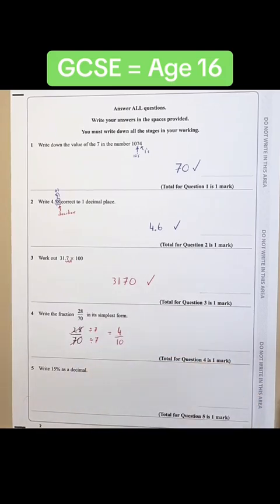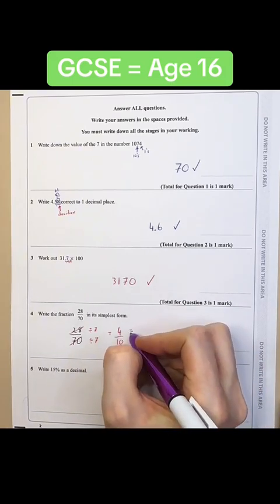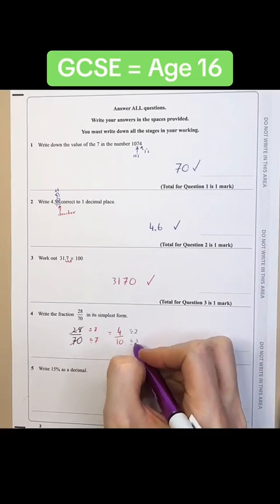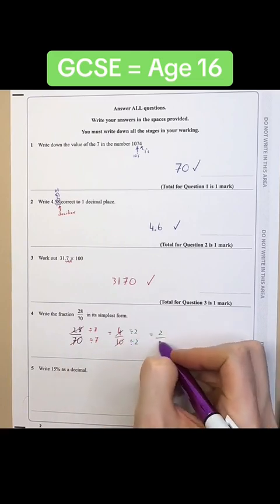Again, check whether it can be simplified further. Well, here, I know that top and bottom, they're both even. So they're both divisible by 2. So I'm going to start now by dividing top and bottom by 2. 4 divided by 2 gives us 2. And 10 divided by 2 gives us 5.